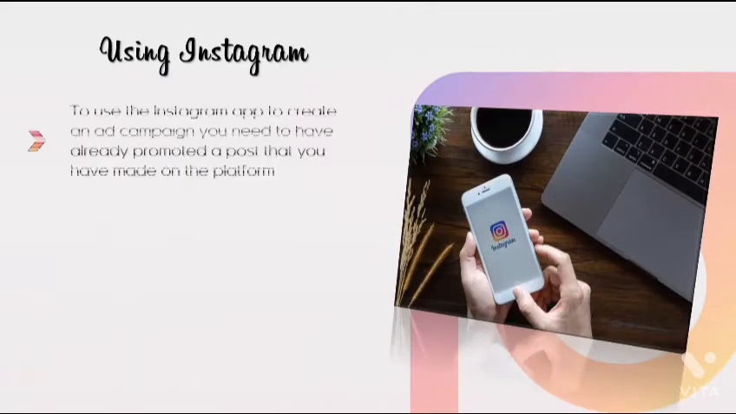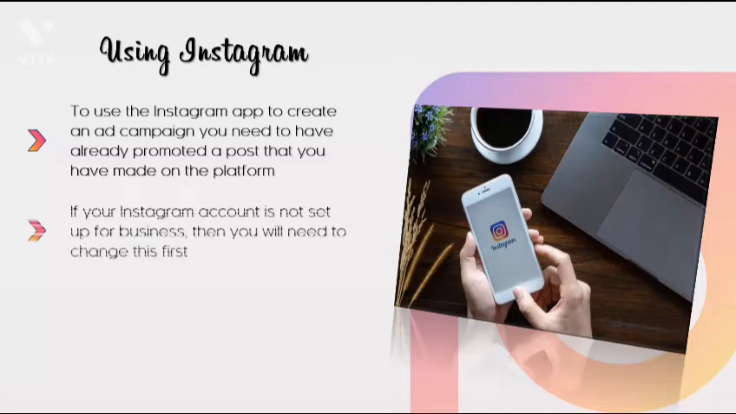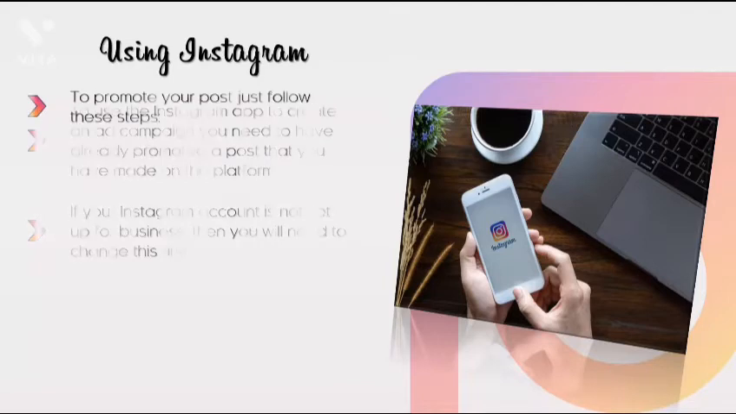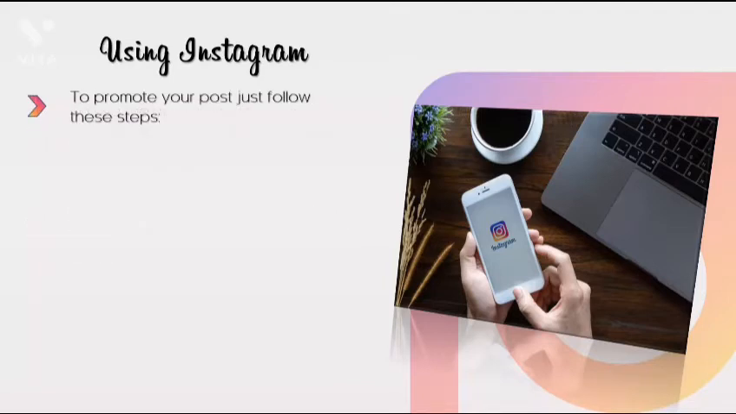Using Instagram. To use the Instagram app to create an ad campaign, you need to have already promoted a post that you have made on the platform. Just find a post that has performed well and is receiving a good level of engagement and then promote it to reach more Instagram users. If your Instagram account is not set up for business, then you will need to change this first. To promote your post, just follow these steps.